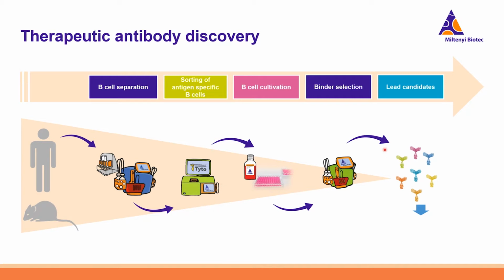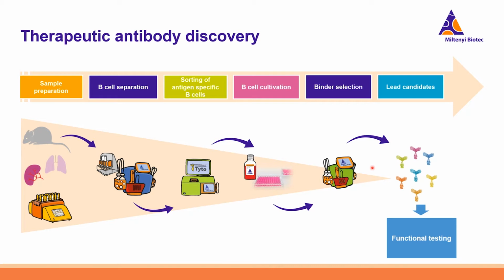Then the next step, you can do the binder selection so that you really know what antibodies are binding nicely to your target. If they're binding great to your target, that is really important. And then you get your lead candidates of antibodies that you can further analyze. And of course, here functional testing is really important, where you can do a lot of assays to analyze such antibodies. Of course, this can also be done with materials like splenocytes, lungs, or maybe even tumor materials.